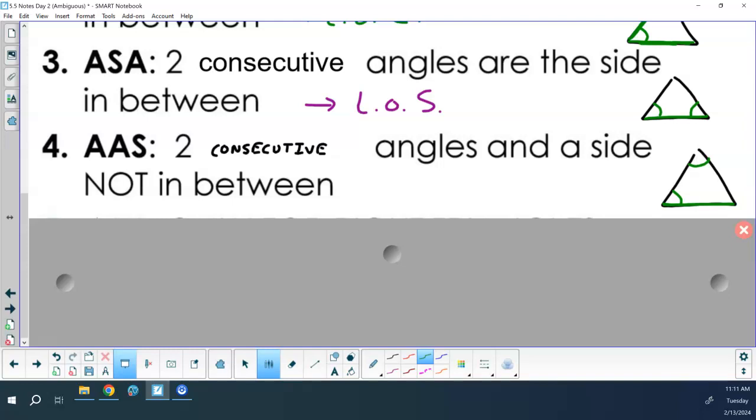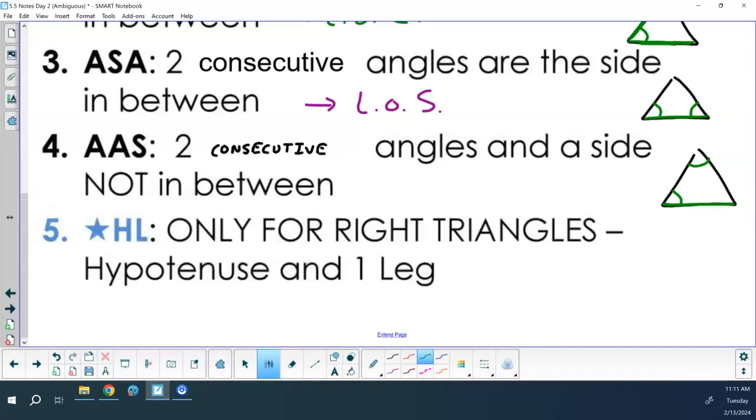Okay? The last one that you learned when you were in geometry was hypotenuse leg. And that only works for right triangles. So we're not even going to worry about that one for us right now. But that was the fifth way of solving. Now, many many moons ago, I once taught geometry. Actually, I taught geometry for a lot of years.